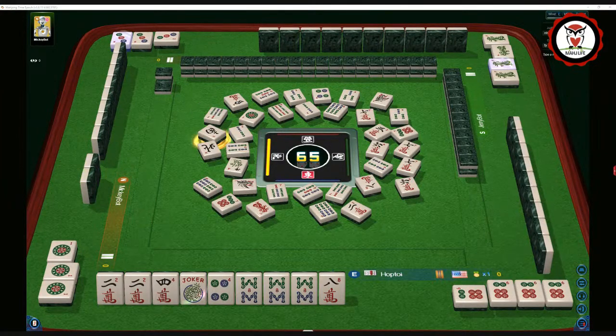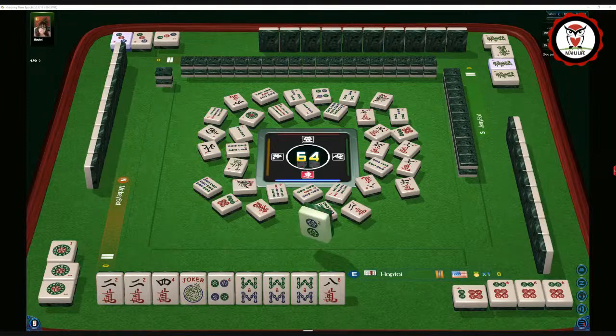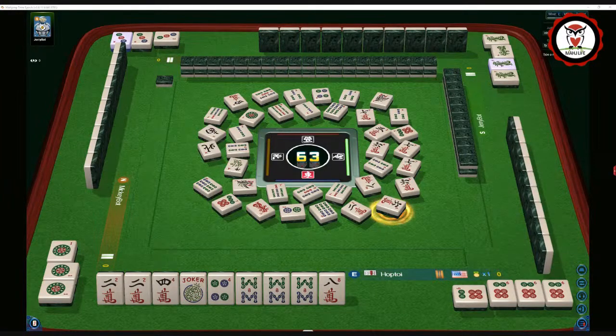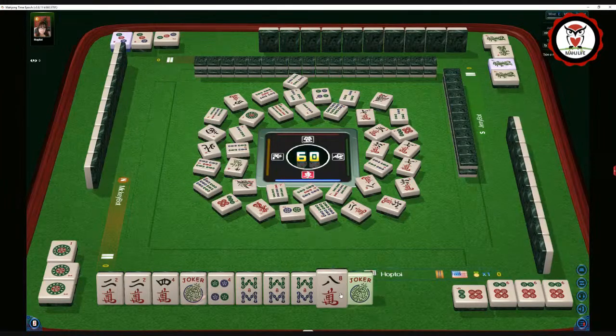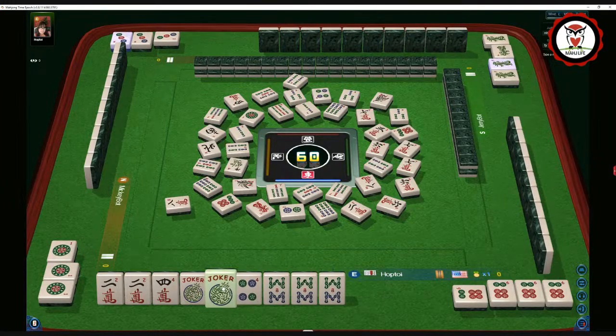South wind. 2 dots. 6 characters. No. 4 bamboos. 5 bamboos. We need a keeper. 4 crack. Joker. Joker will do. Okay, now we're ready to Kong.